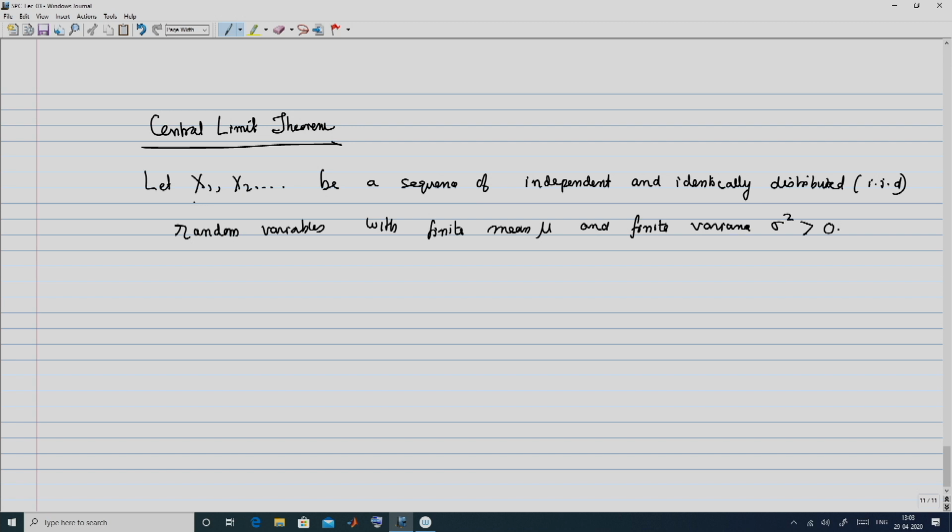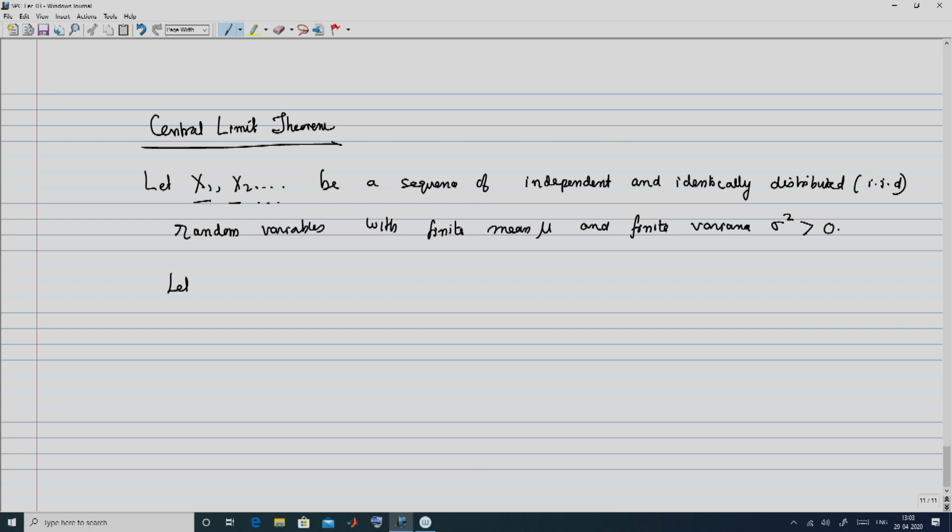So, this means your x1, x2 and so on are all independent of each other, first thing. The second thing is that they are identically distributed, and since they are identically distributed, obviously they will have the same first two moments. Those moments are mu, that is the mean is mu, and the variance is going to be sigma square, where as discussed before, mu has to be finite and sigma square obviously is positive.